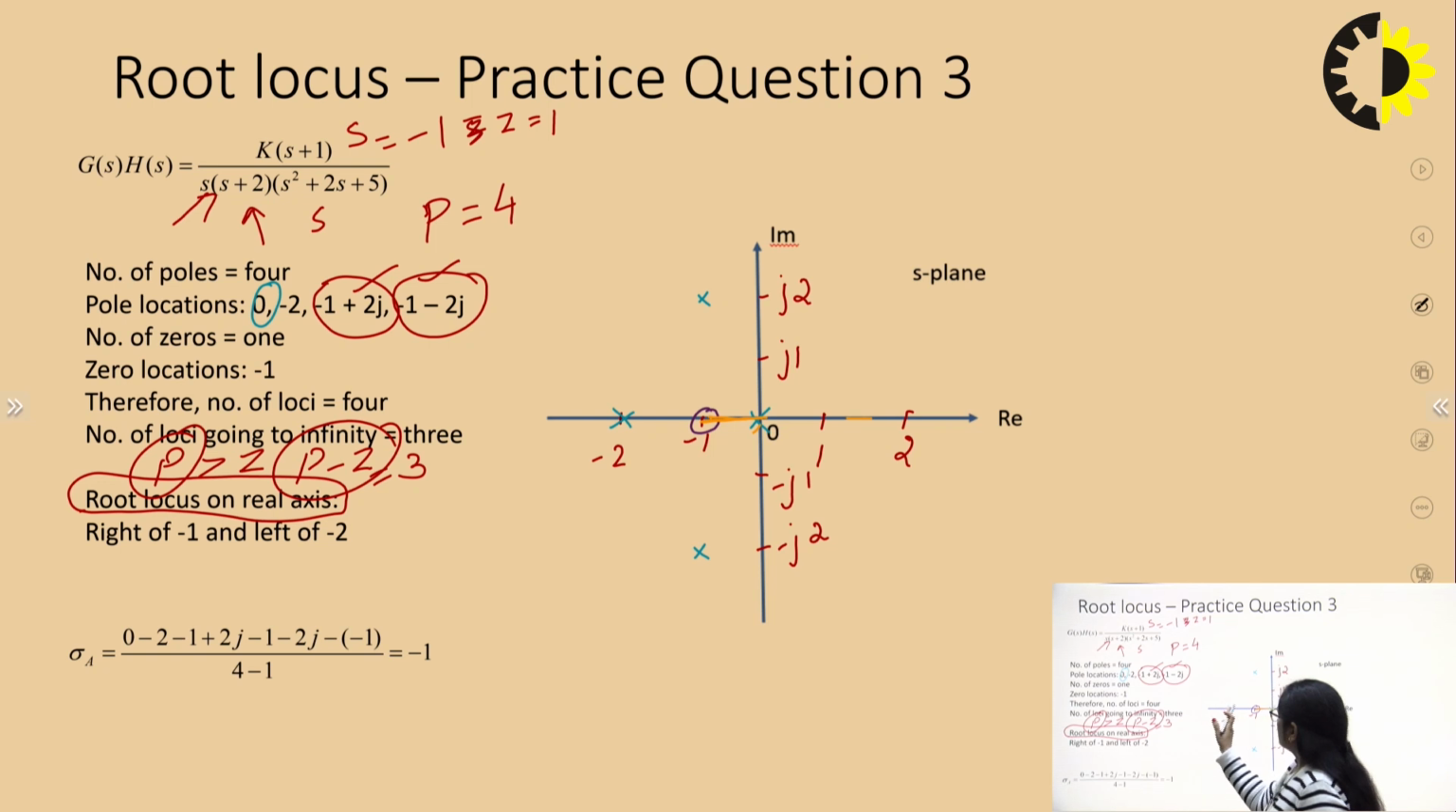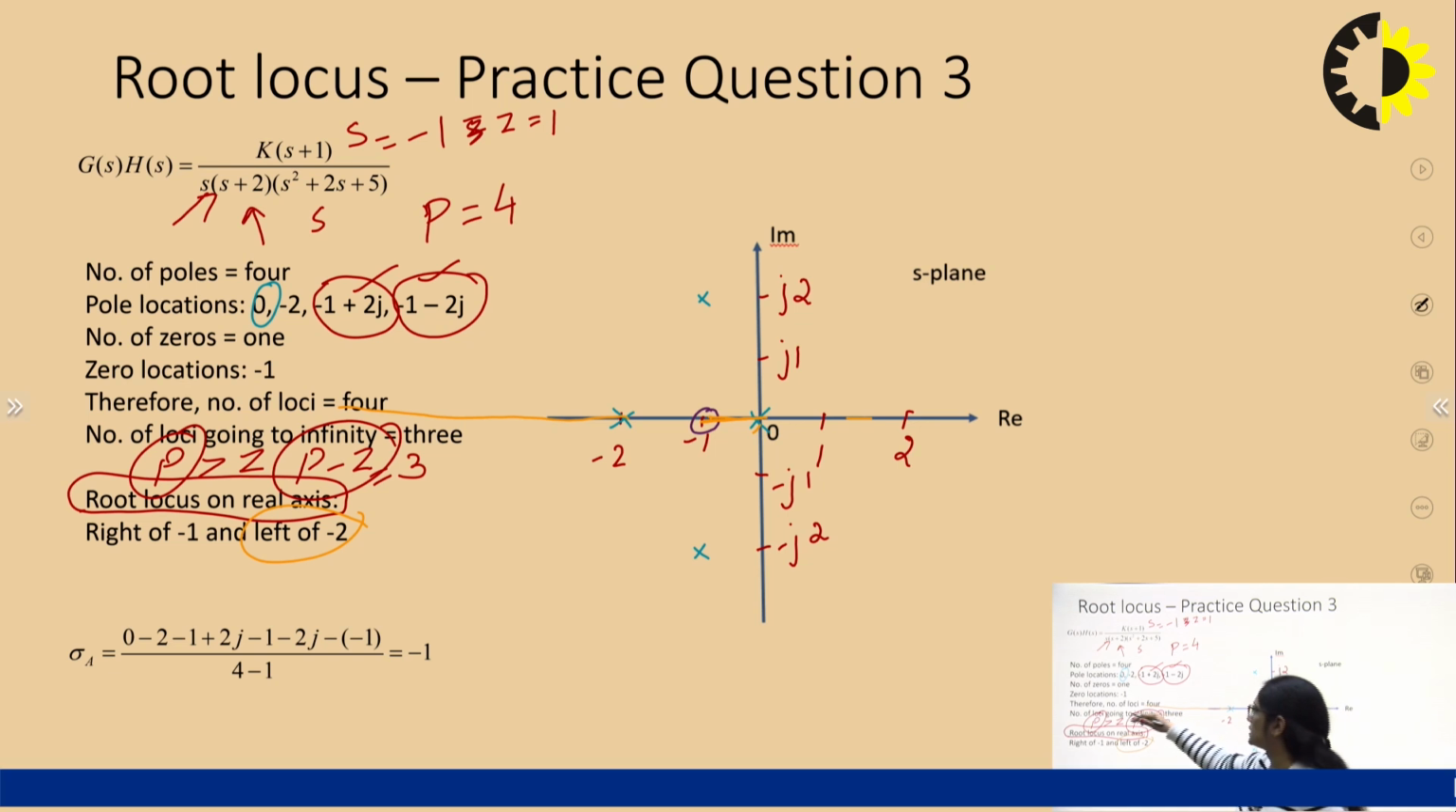Now, the real axis on the left of minus 2, we are checking this part, the real locus on the left of minus 2. When I stand here and look towards the right side, the sum of poles plus zeros should be an odd number. So, when I look from this side till infinity, 1, 2, 3, 4 and 5. So, 5 is an odd number. Therefore, this part of the real axis is part of the root locus.